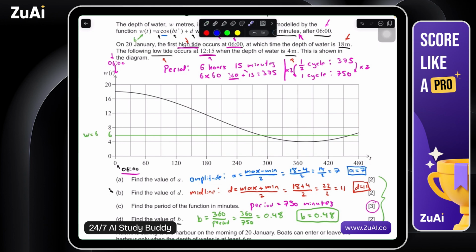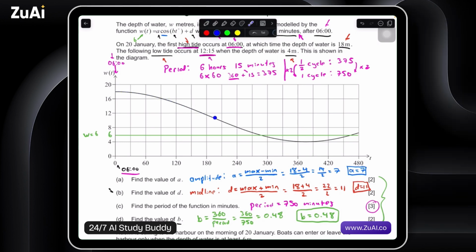And where can she enter the harbor? Well, she can enter the harbor here and here and here. The depth is at least 6, right? It's above this line, right? But after this time rather, now the water is less than 6 meters. So she can no longer go into the harbor. So really, what we would like to do is find the point at which the water goes from being above 6 meters to now below 6 meters. That's going to be the last time she can enter into the harbor.